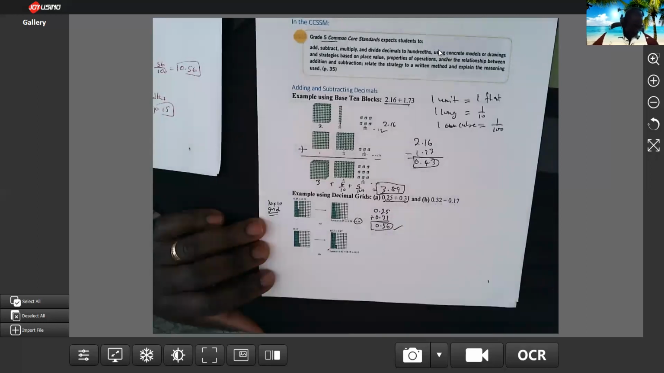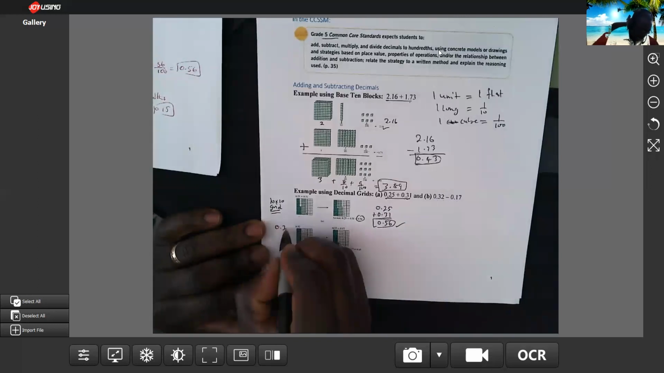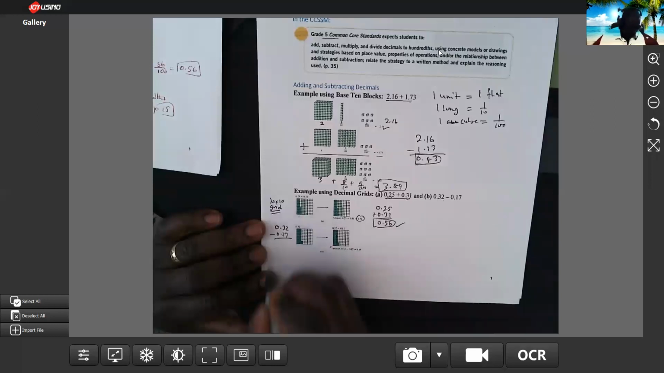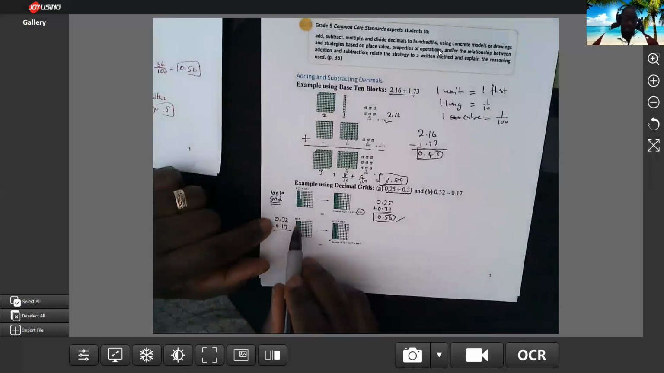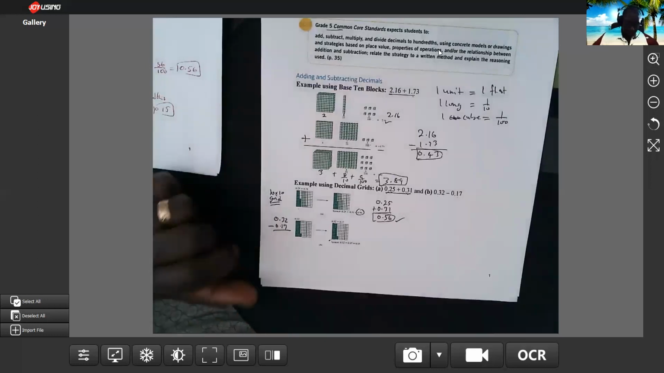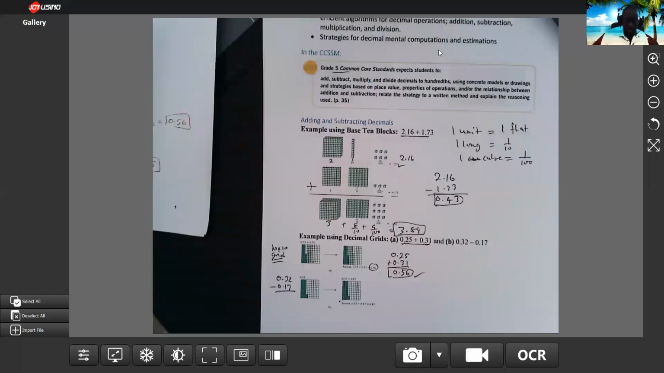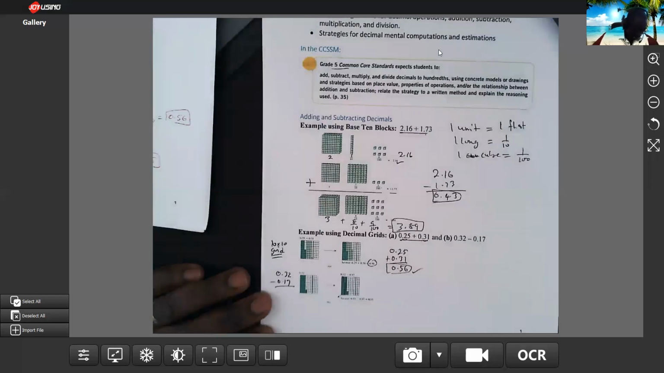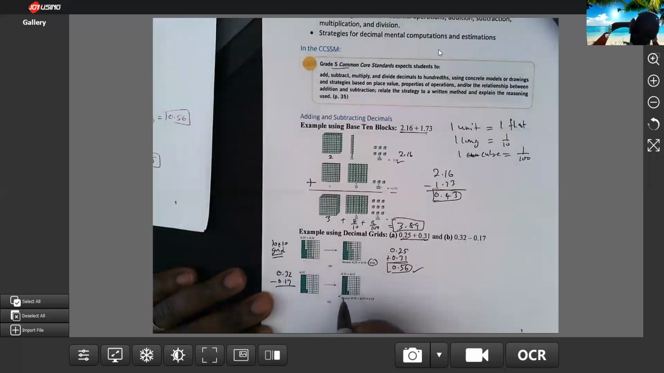On the other hand, if you are subtracting, that is 0.32 minus 0.17. First you represent the 32, which is 32 hundredths. So you have 32 hundredths. Then we are subtracting, taking away 17 of them. If you take away 17, that gives you this portion.